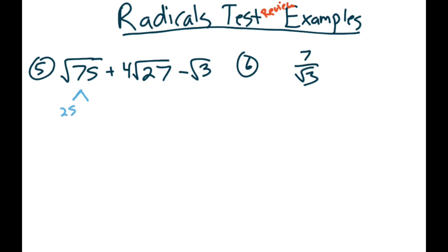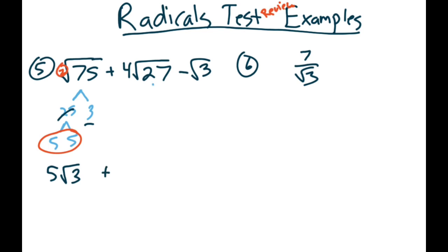Sorry, I like this color better. And then 25 is 5 and 5. Now, because there's no number written out in front, we assume it's a 2, square root. So we circle 2 of a kind. So I've got a group of 5s. So this is 5 square roots of 3, because 3 is what's left over.